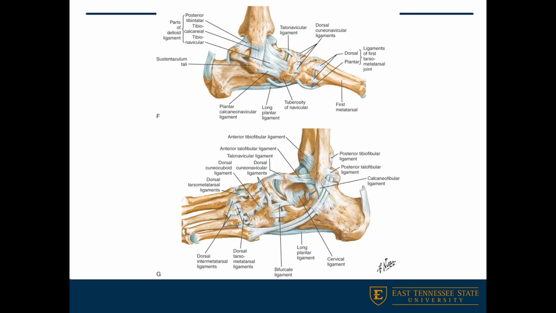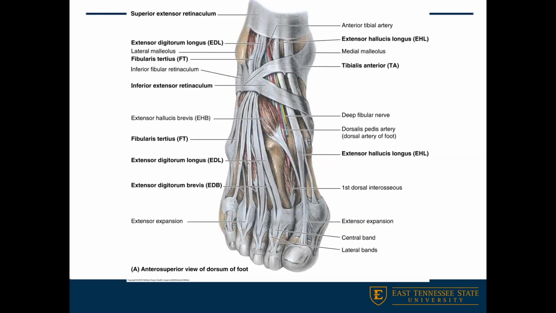This next image is to stress the point to you that there are ligaments associated with all of these bones, and certainly these can be of clinical significance. However, I'm not going to dive into the depth of going through each and every ligament. We will, however, look at the tendons on the dorsum of the foot. Many of these are continuations of the muscles that we just discussed in our anterior compartment of the leg.